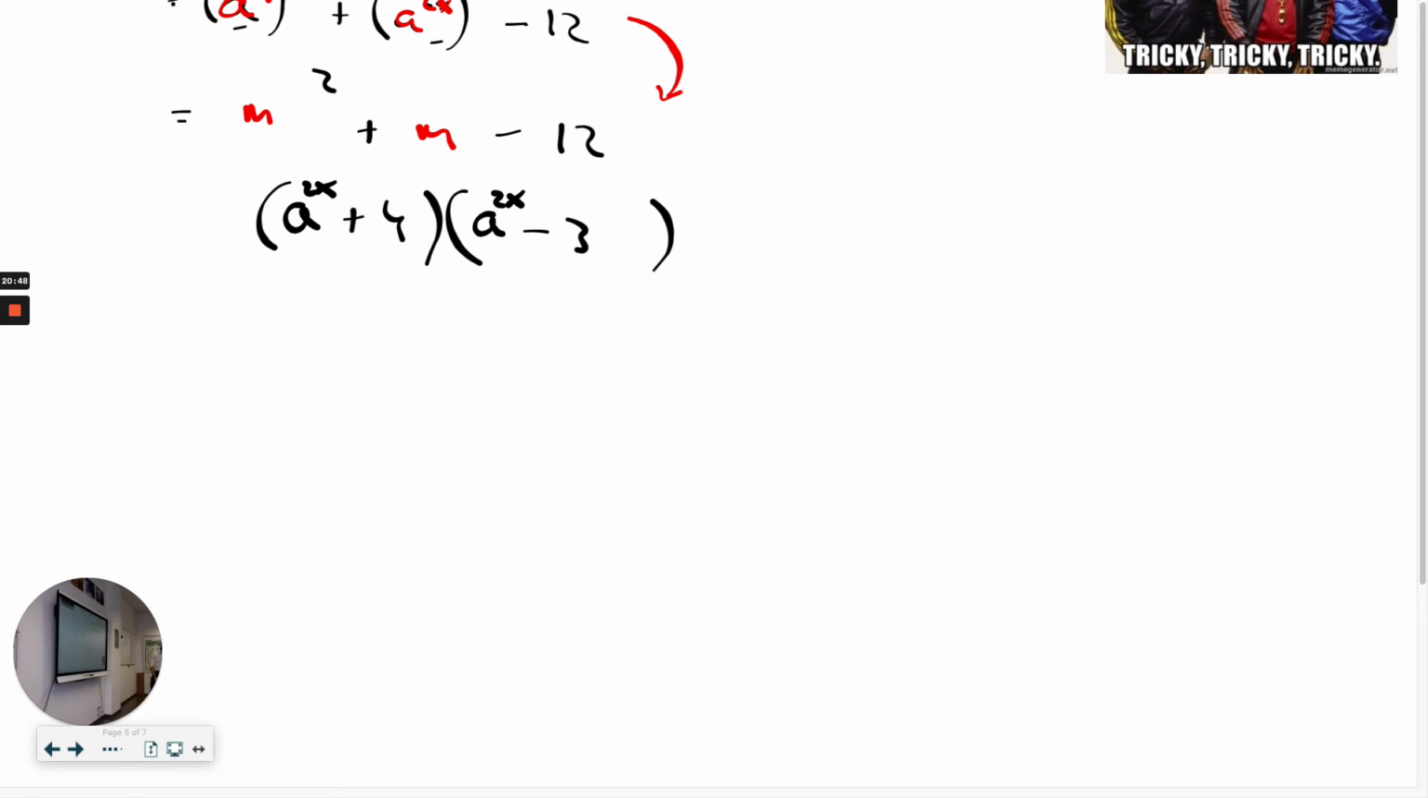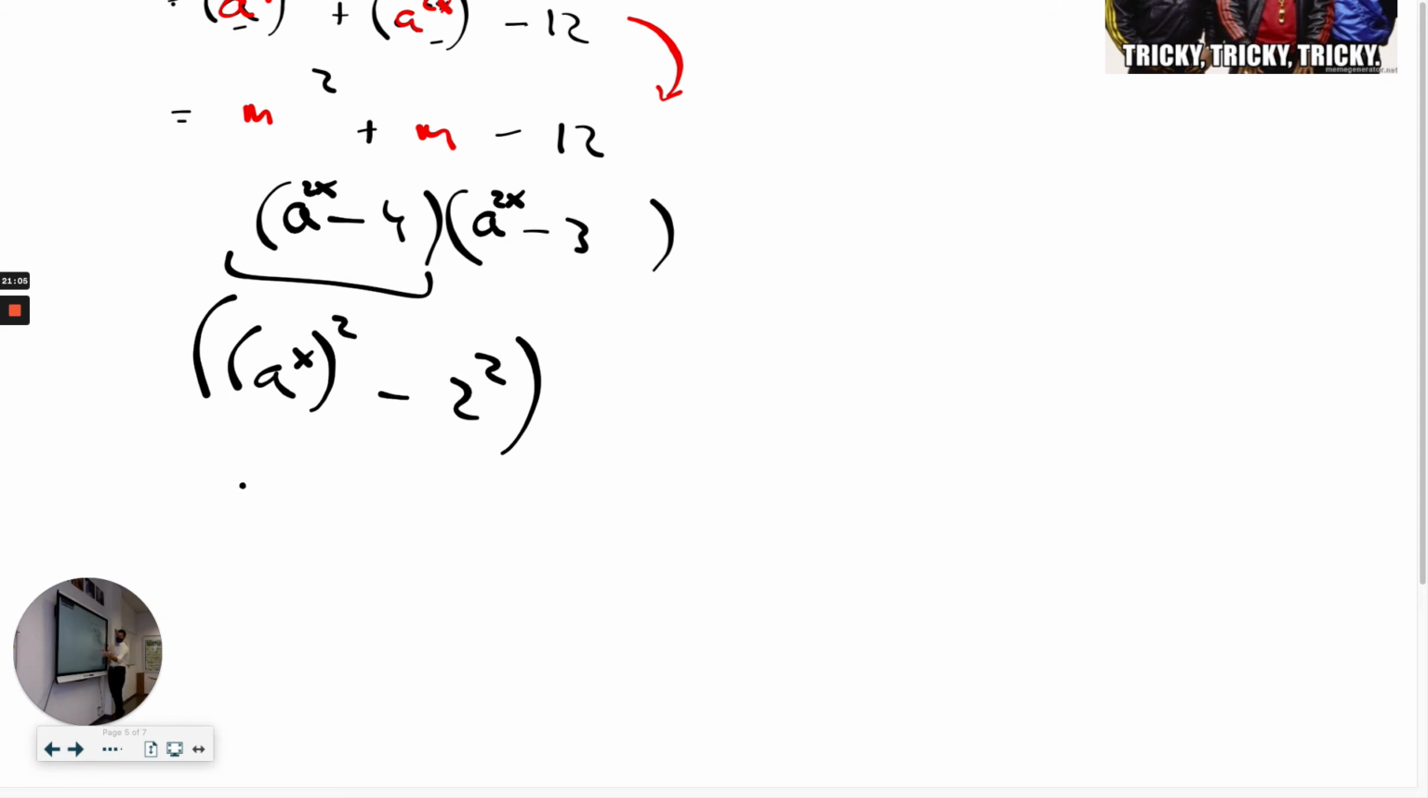Can you do anything from there? I don't think so. Sometimes this can be broken up further, like if this is a difference of perfect squares, and that's a minus, you could treat this as a to the x. This is just an example. A to the x squared minus 2 squared, and that could break up into a to the x plus 2 and a to the x minus 2.